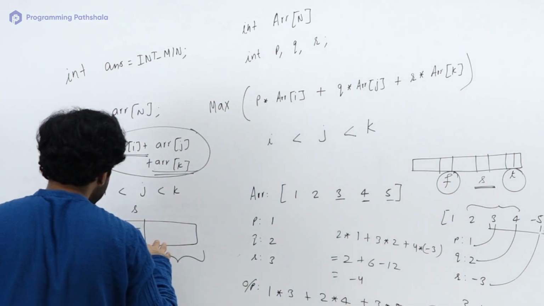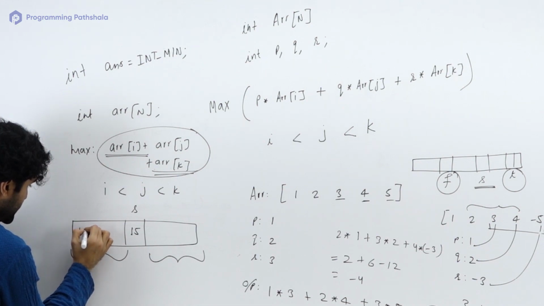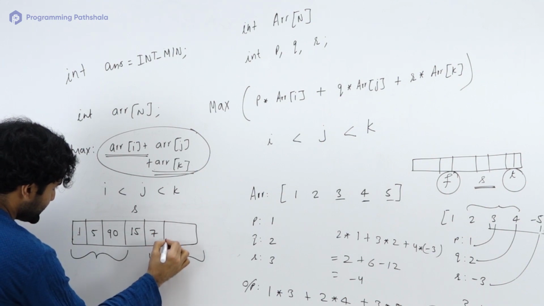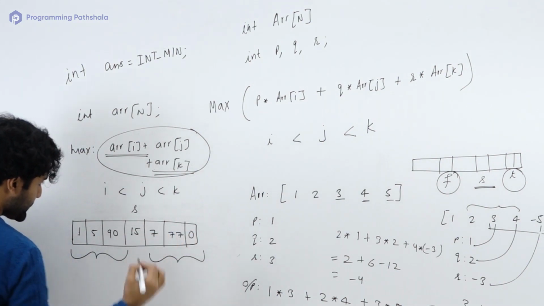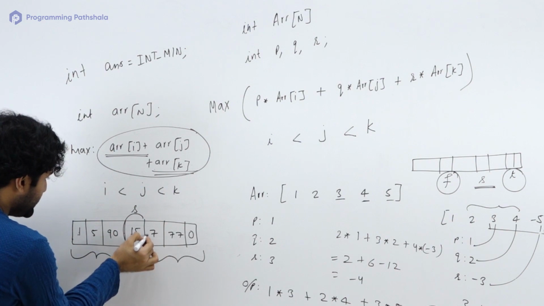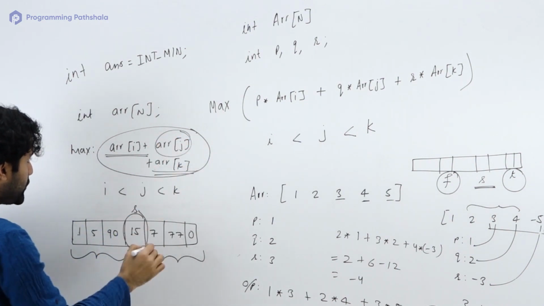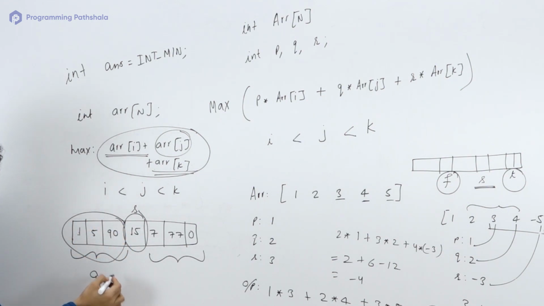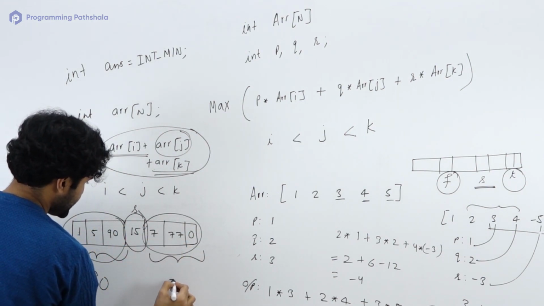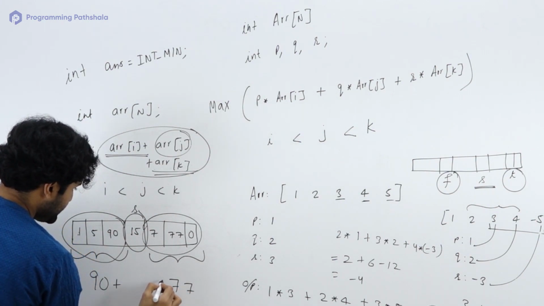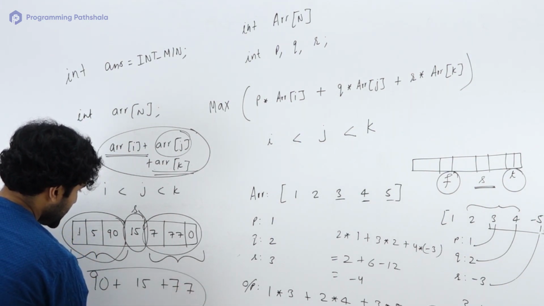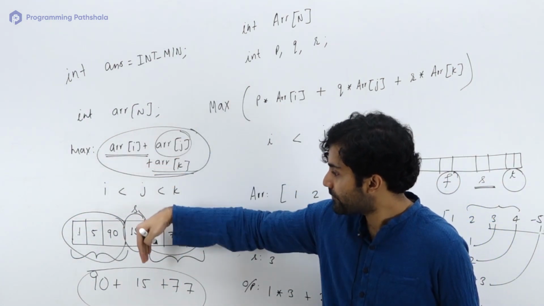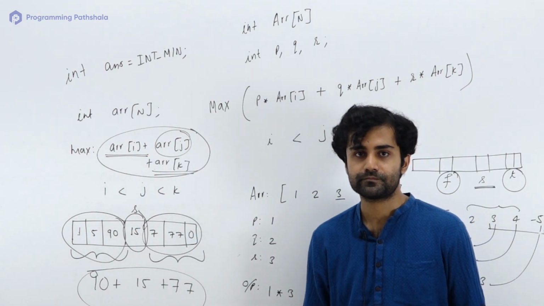Now you have got choices for your first element. So let's say you had a 1, you had a 5, you had a 90, okay, and you had a 7, you had a 77, and then 0. So if this element has been fixed by you, then in order to maximize this expression, you would want to pick the maximum element from here to here, which is 90, and the maximum element from here to here, which is 77, and now 90 plus 77 plus 15 would be the maximum possible sum which is obtainable if you fix your middle element.